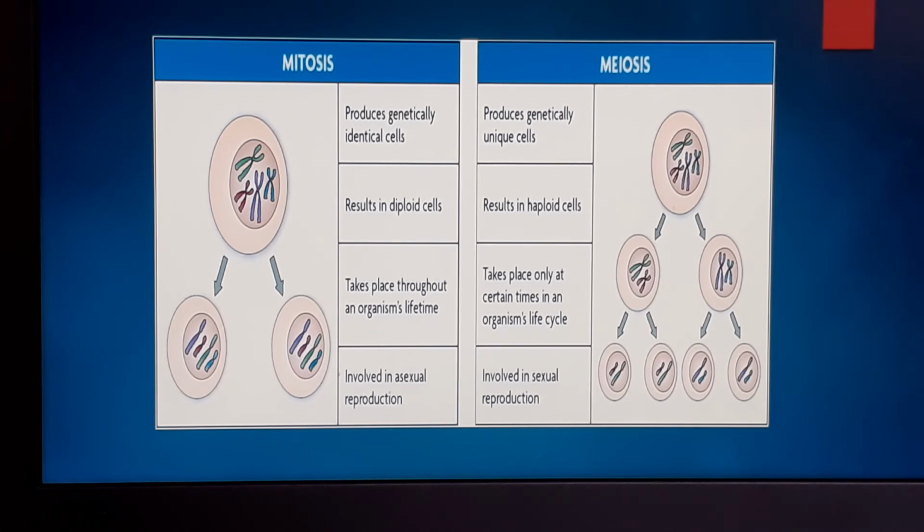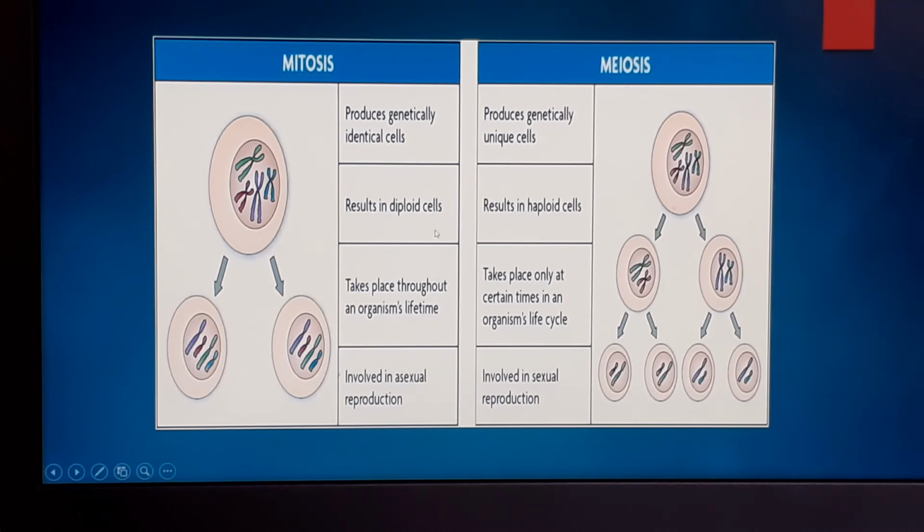the reproduction by means of asexual reproduction or somatic cells it takes place. Whereas meiosis takes place in the germ cells or the sex cells. We have the meiotic divisions. See here, mitosis produces genetically identical cells. In mitosis, we produce the same type of cells, whereas in meiosis genetically unique cells are produced.